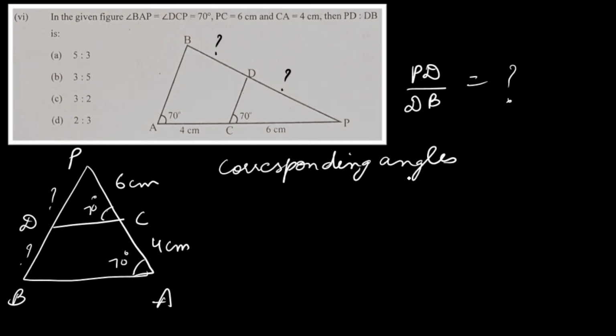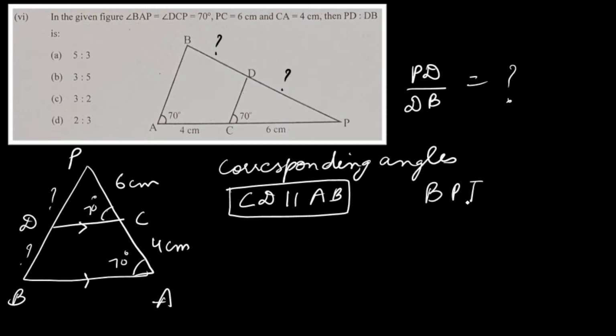Yes, if they are making a pair of corresponding angles, which means CD is parallel to AB. If C and A are equal, they are making a pair of corresponding angles, and corresponding angles are always formed on parallel lines. So CD is parallel to AB. If CD is parallel to AB, that means we can use BPT, the basic proportionality theorem. Whenever you get parallel sides like this, you can use BPT.